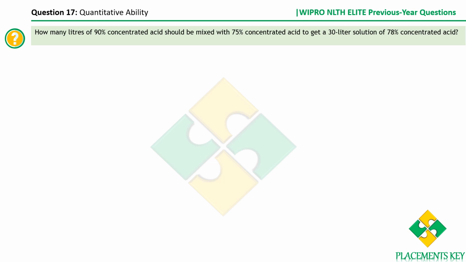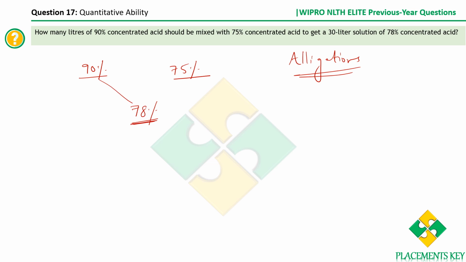How many liters of 90% concentrated acid be mixed with 75% concentrated acid to get a 30-liter solution of 78% concentrated acid? Please check it. We'll always write the resultant in the middle. We solve it using the method of alligation.